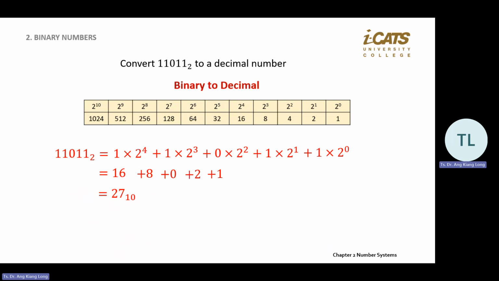Any question? Anyone you are lost? No? Okay, if you understand this one, the rest you just go home and look at my slides.